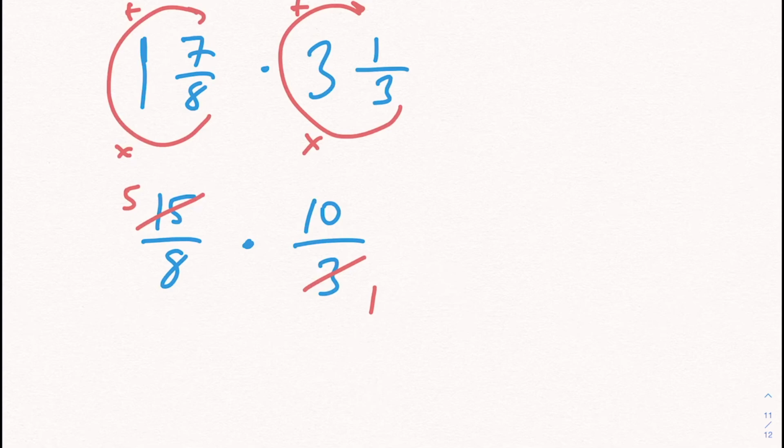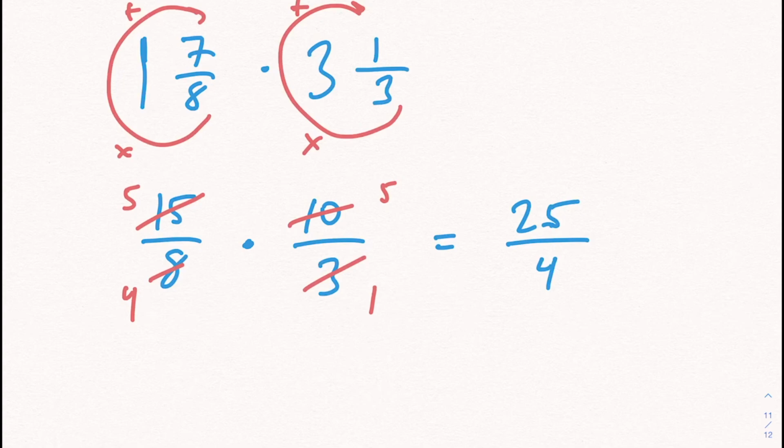Now I can look at 8 and 10. 2 goes into 8 and 10, so I can cross-cancel 8 and 10. 8 divided by 2 is 4. 10 divided by 2 is 5. Now I can go ahead and multiply what's left over. So in this case, I have 5 times 5 is 25 over 4 times 1 is just 4. And again, since I cross-canceled completely, I know that this is simplified.